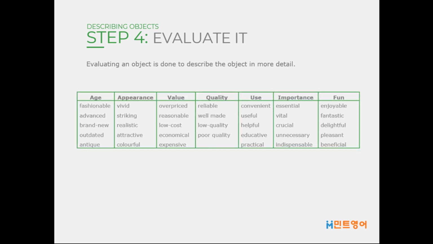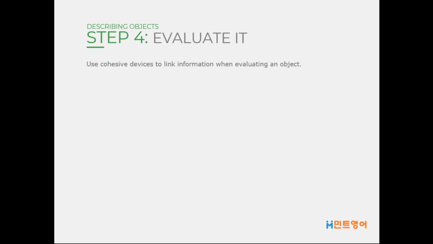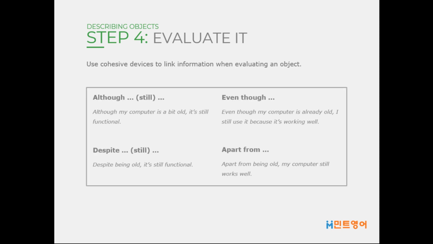Evaluating an object is done to describe the object in more detail. It makes the answer more interesting and gives you a chance to show the range of your vocabulary. To evaluate objects, use the words that best fit the object you are describing. Here are some examples of words that you can use to evaluate objects. Cohesive devices are also used to link information when evaluating an object. Here are some phrases that can be useful in evaluating objects.